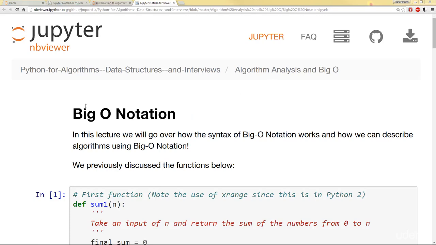This is the Big O Notation notebook. I recommend that you actually read through this notebook, and then if anything doesn't make sense to you, come back to this video lecture, where we're going to be going over it.